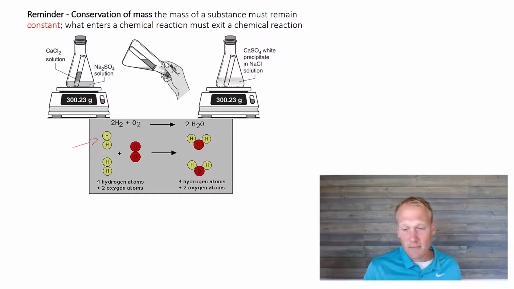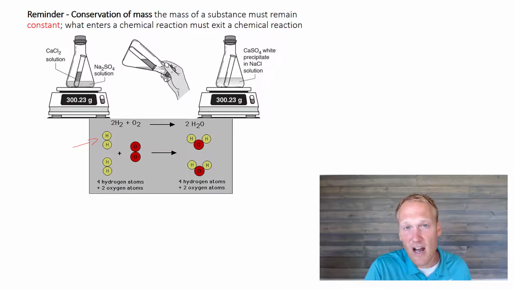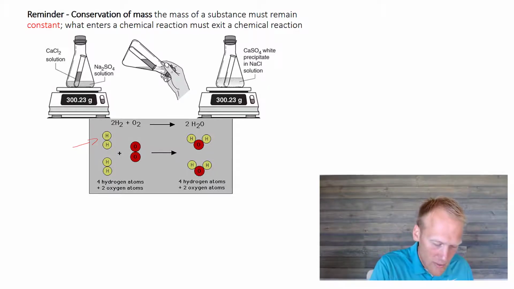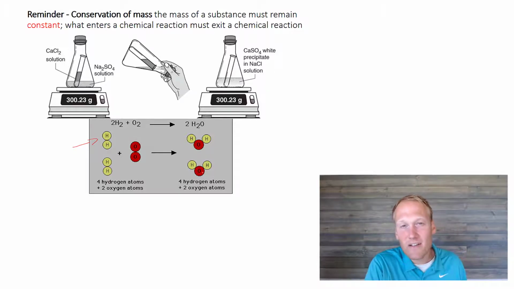If you look down here at the bottom, you can see that this is the formation of water with hydrogen and oxygen gas. So you can see we have 4 atoms of hydrogen and 2 atoms of oxygen, and they're bonded together in diatomic molecules. And when the chemical reaction occurs, we still have the same amount of hydrogen atoms and oxygen atoms. We've just chemically rearranged them. The law of conservation of mass still is held.